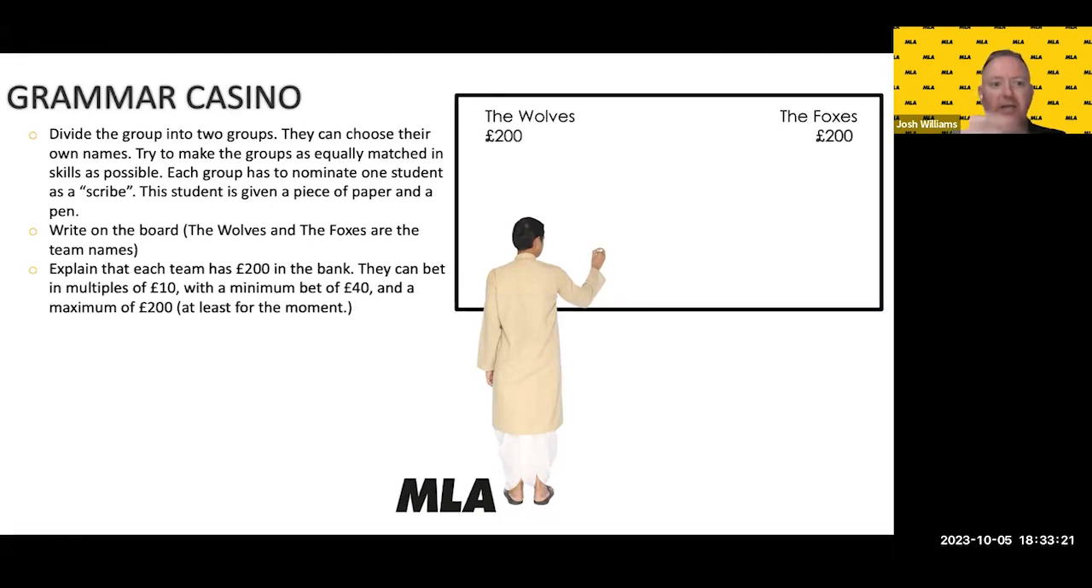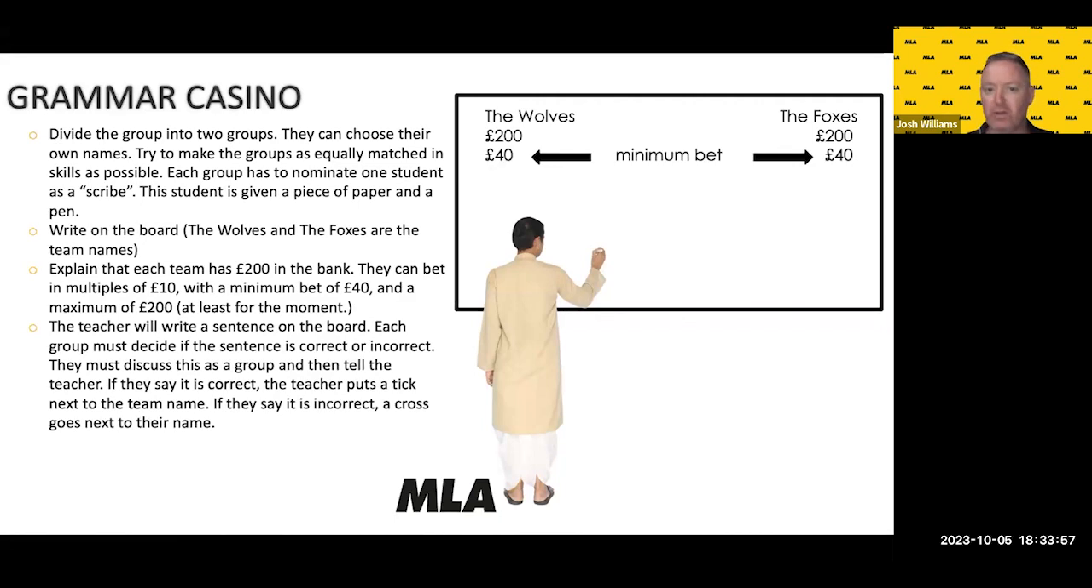Explain that each team has £200 in the bank. So this is like a casino. This is the money you've got in your pocket or in chips or whatever. They can bet in multiples of 10 with a minimum bet of 40 and a maximum of 200. I generally start with that, just to make it a bit exciting. If they want to go too low, 10 is not really interesting enough at that stage. So make the minimum 40. Obviously, the maximum is the money they've got, and it grows when they get more.